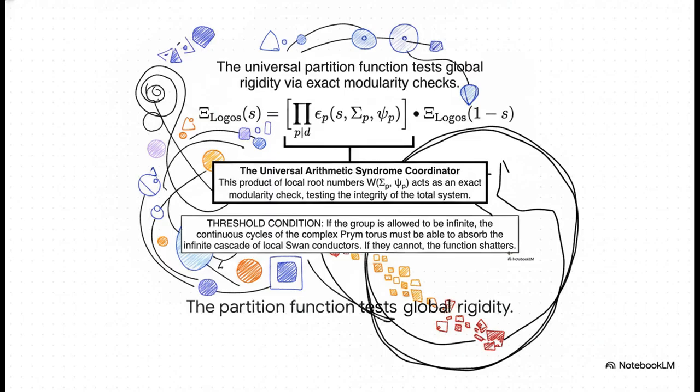What we have is our universal arithmetic syndrome coordinator. This global functional equation acts as an exact modularity check across the entire system. And here is the ultimate test. If a pair of generators allows the group to be infinite, the continuous cycles of the complex prime torus must somehow absorb an infinite cascade of local Swan conductors. If they can't manage that, the whole function just shatters.